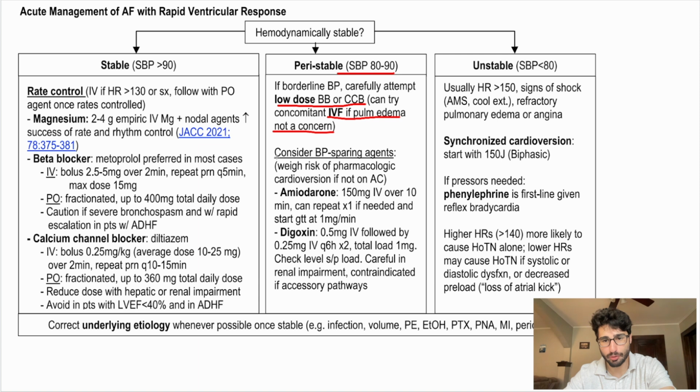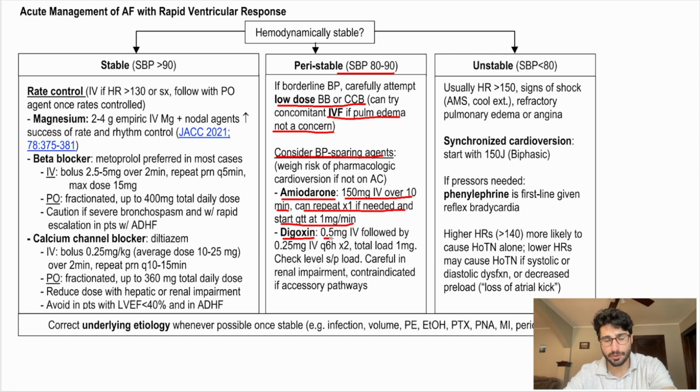When blood pressure is borderline and standard nodal agents are risky, blood pressure sparing agents should be considered. We have two options, including amiodarone and digoxin. Amiodarone can be administered as 150 milligrams IV over 10 minutes with the option to repeat once if needed. If this is effective, it can be followed by a continuous infusion at 1 milligram per minute. This agent offers both rate and rhythm control and is going to be particularly useful when nodal agents are contraindicated or they're ineffective.